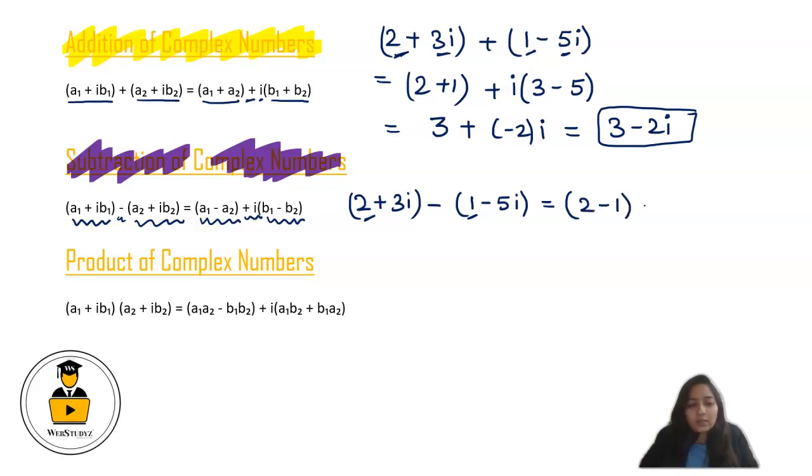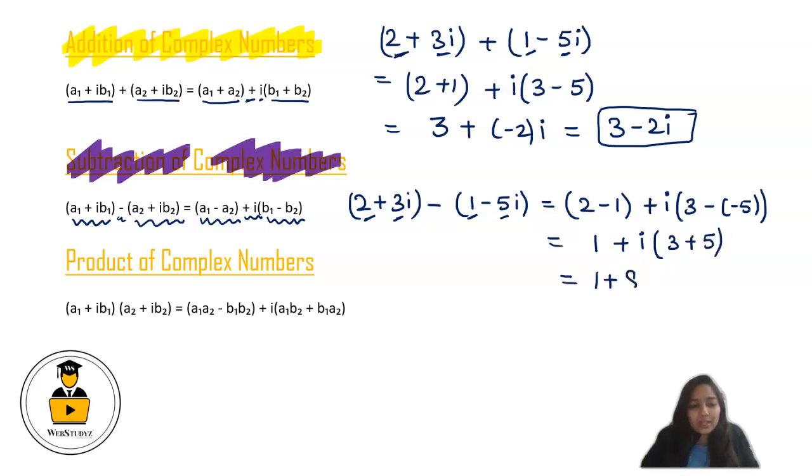So this is 2 minus 1 plus iota times, here the imaginary values, that is 3 and minus 5. So this is 3 minus of minus 5. So this is equal to 2 minus 1, which is 1, plus iota times 3 plus 5, and 3 plus 5 is 8. So this is 1 plus 8 iota. This is the answer of the subtraction of two complex numbers.